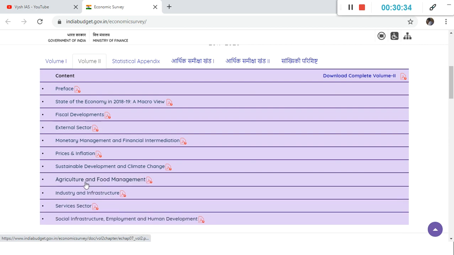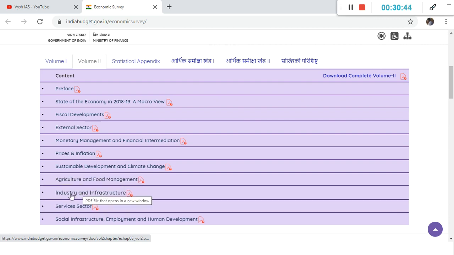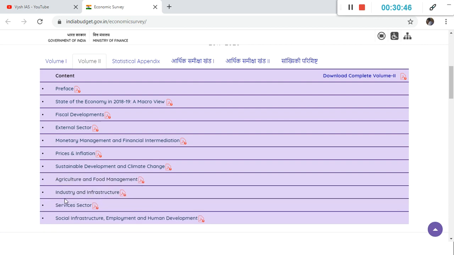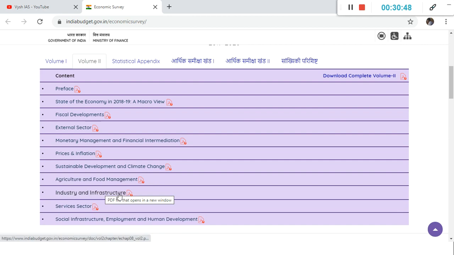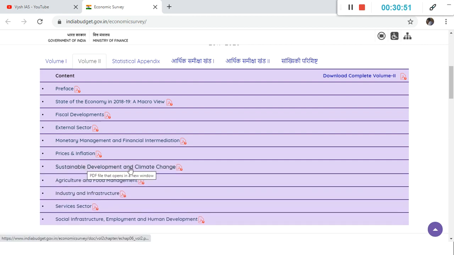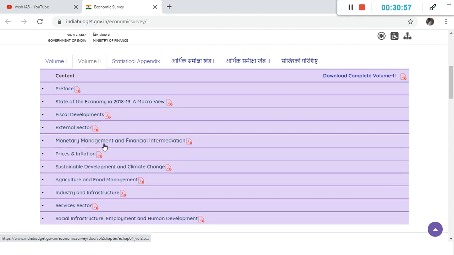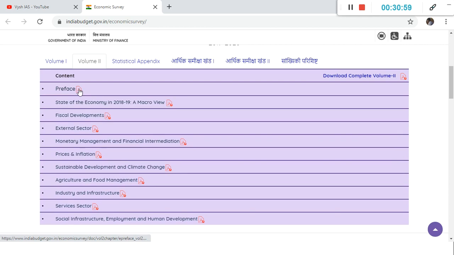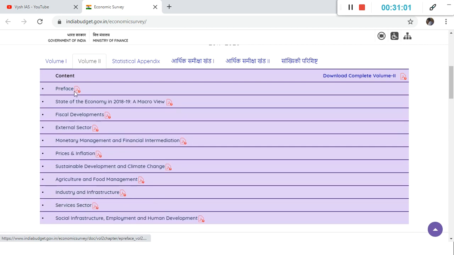Like agriculture, if you open, you will see the PM Kisan scheme, the Krishi Sinchai scheme, any scheme related to agriculture will be here. And industry, whatever trade related is happening, all those things, MSME sector, textile sector, iron and steel, cement, coal, everything is here. Sustainable development is a very lengthy chapter also, because here is where I found many environmental treaties which are not mentioned anywhere else. Price and inflation, monetary management, external sector, these are the things which ideally a student should read, but I have done the reading for you.